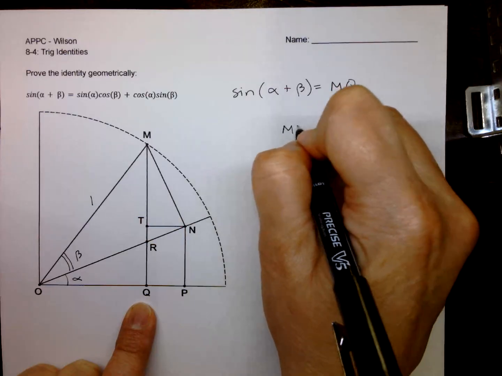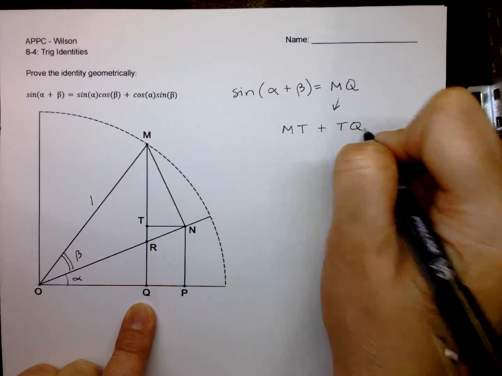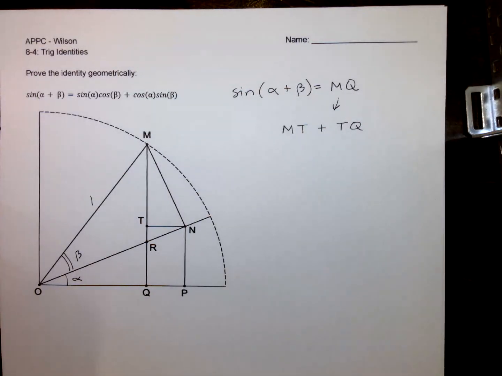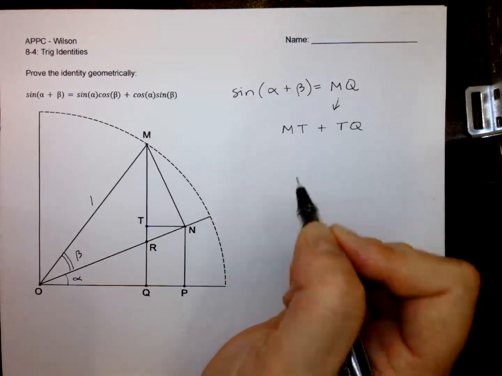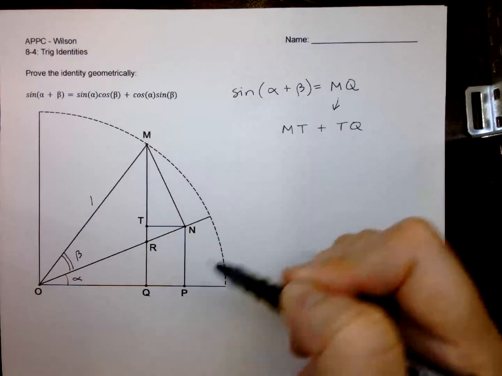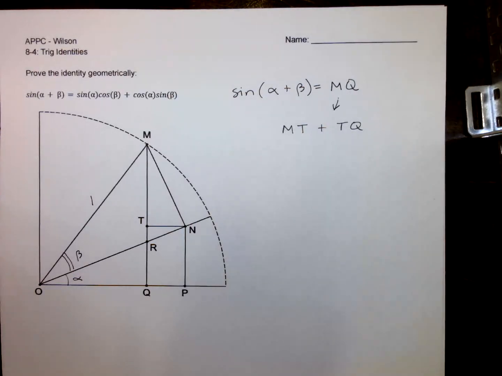MT plus TQ. And if you were writing a formal geometry proof right now, you'd have to say, oh, because of the segment addition postulate. But I don't really need to go that in depth into your geometry theorems and postulates right now. Okay, so MT and TQ, here we go. Let's start doing some stuff with triangles and see if we can find some ways to write MT and TQ.